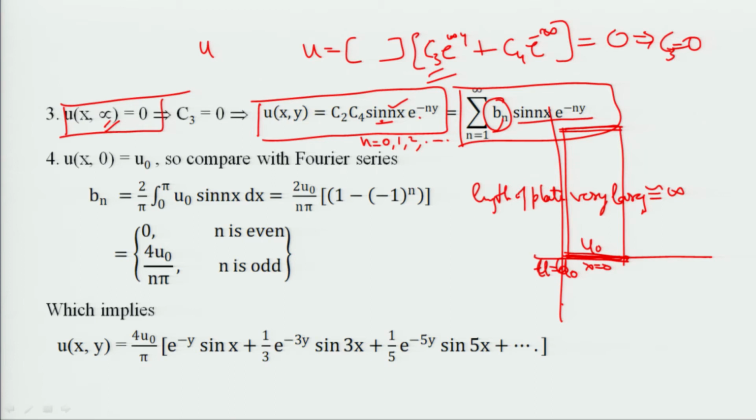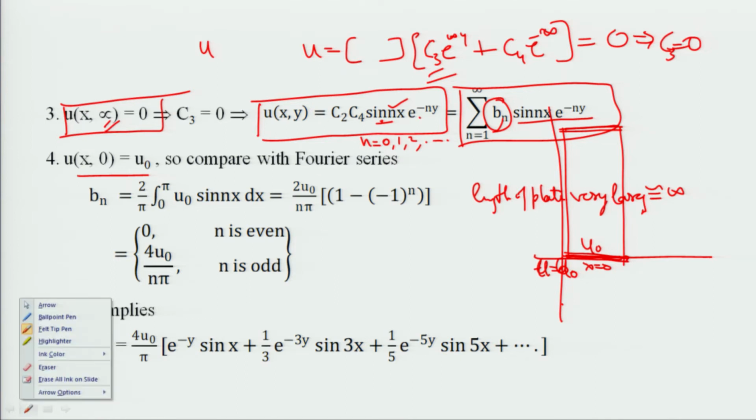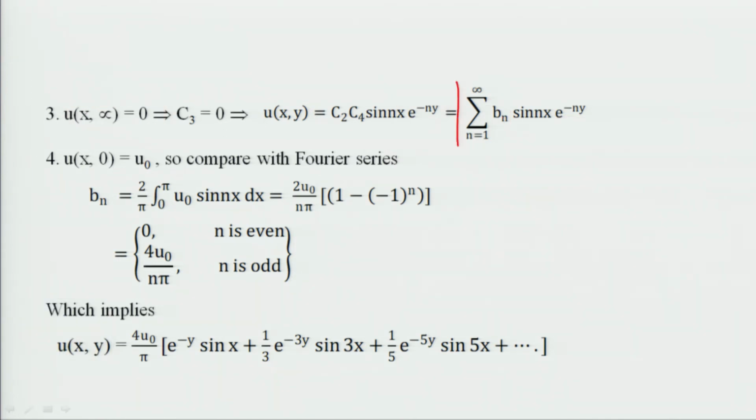Now, when we apply the fourth condition, u(x, 0) equals u0, with e to the power 0, it would become the same as a Fourier series: u0 equals sigma of bn sin(nx). Because this term is equal to 1, this would become a Fourier series.